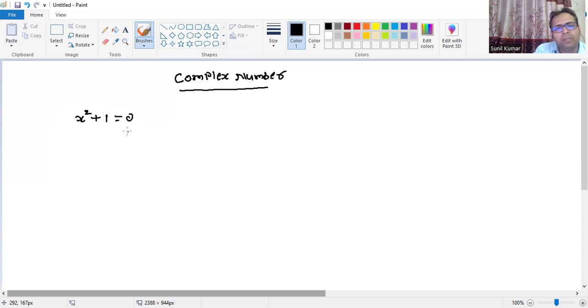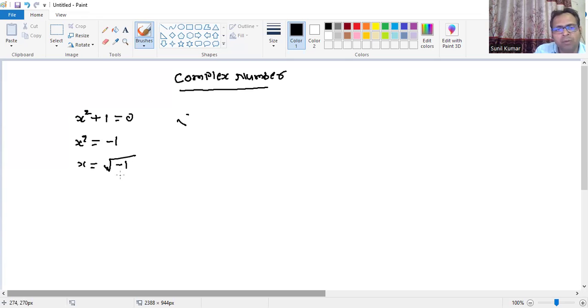And one more concept. Suppose you want to find the square root here. Suppose x square equals minus one, and x becomes the square root of minus one. We know that inside the square root there is always going to be a positive number, but here we have minus one. So the square root of minus one is not possible in the real case.